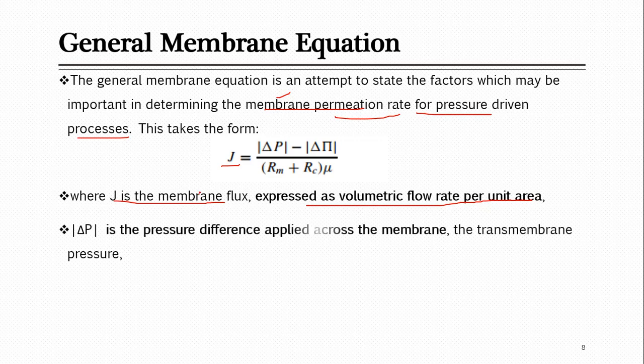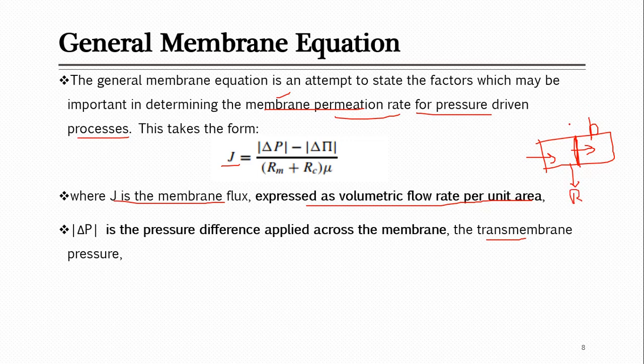ΔP is the pressure difference applied across the membrane, which you also call the transmembrane pressure. Suppose this is our membrane, placed in some module, for example a closed system in which here is a membrane. We are just considering one membrane here, and the feed enters, and some of it moves to the other side as permeate, and some leaves from here as retentate.